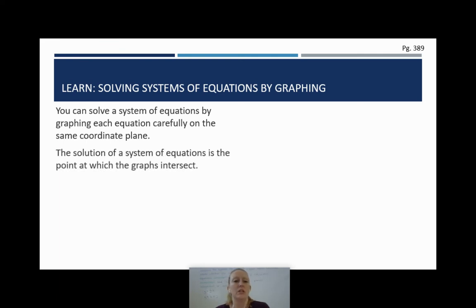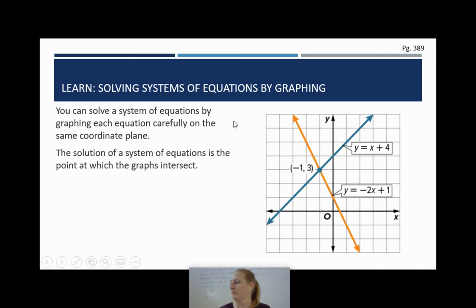And the solution of a system of equations is the point at which the graphs intersect. So if that point is at 3, 4, there's your solution. In fact, let me show you what I mean. Here, I have graphed two lines. I have y equals x plus 4. And in case you needed a little reminder, you can put a 1 in front of your x. So there's my y-intercept at 4. My slope is 1 over 1, so up 1 over 1. And we use our straight edge to connect the dots.